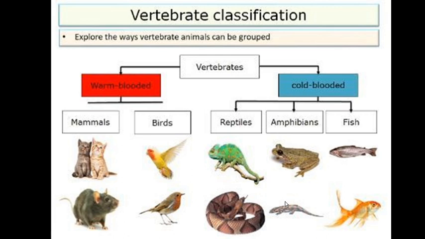The fourth group we're going to talk about is the birds. Examples: robin and pigeon. They have feathers. Their body is covered with feathers, with scales on legs. They move by the 2 wings and 2 legs.